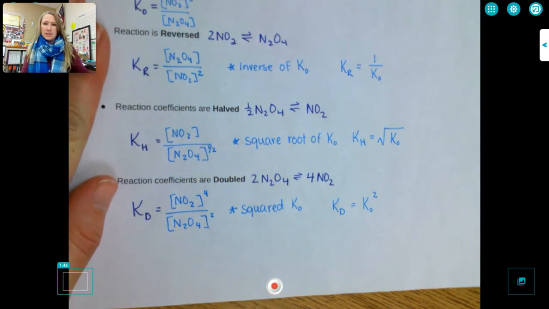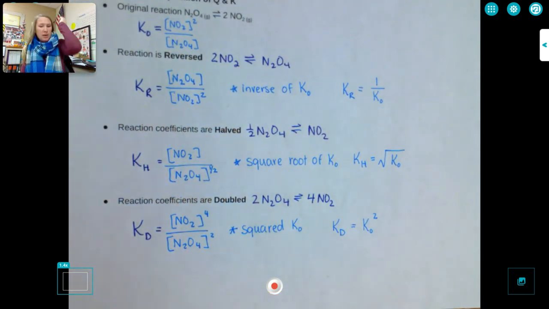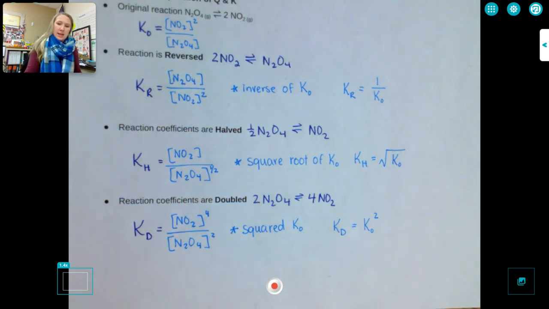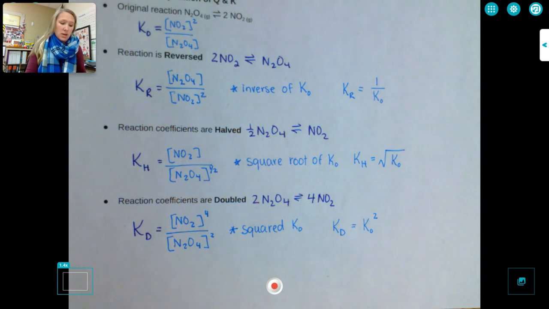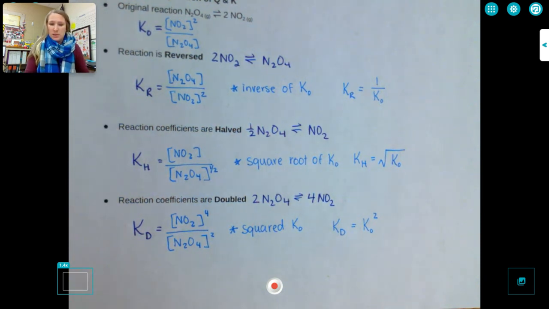So knowing this, we can then look at elementary steps of reactions given their equilibrium coefficients and then be able to figure out, well, what is the equilibrium coefficient of the overall reaction based off of what we do to our individual elementary steps in our reaction.